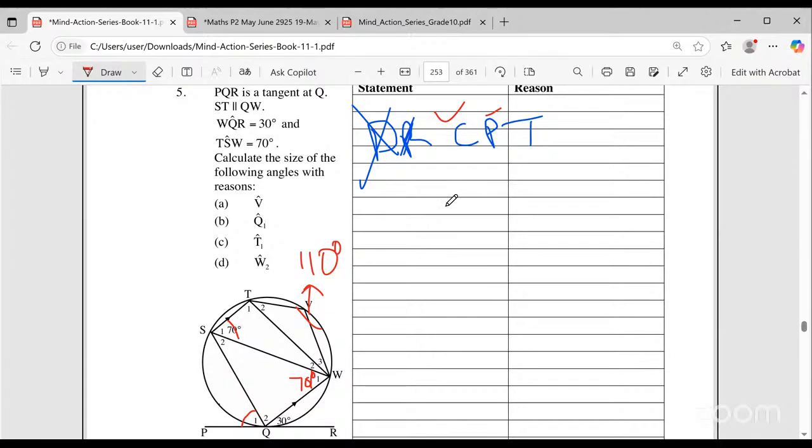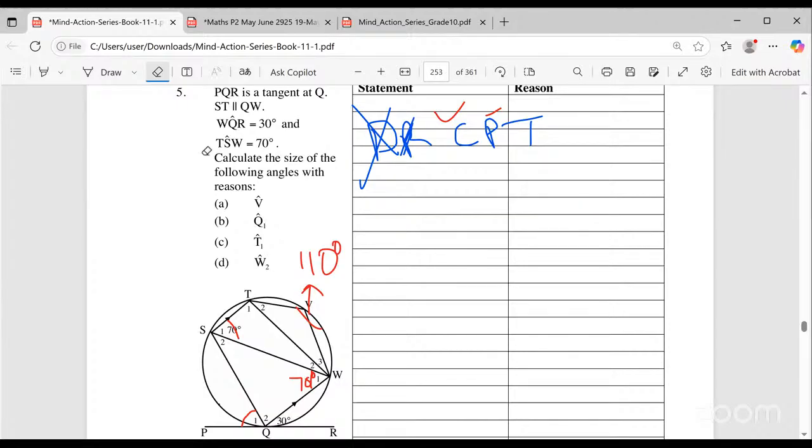Got it. Then we can go to the next one. I thought you wanted to say something, but okay. And then T1 now. T1 is this one here. Anyone, guys, with some idea of how we can find that angle T1?